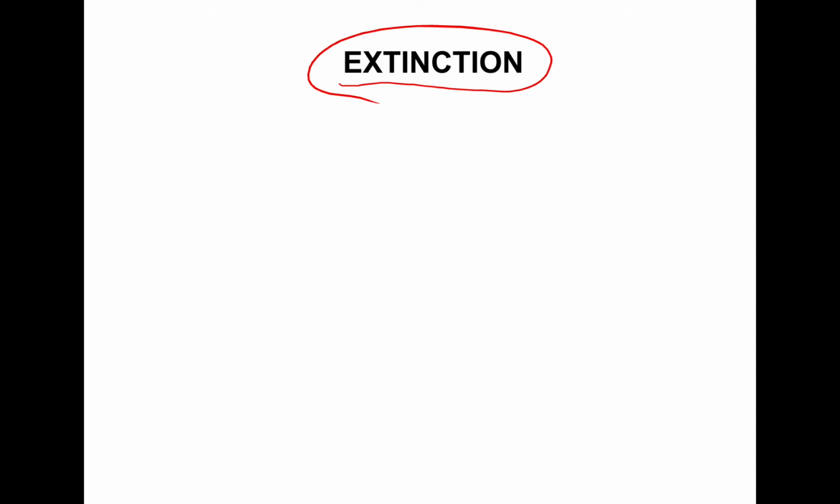We know they existed due to fossil records, but we now know that there are no more living in the world. So extinction occurs whenever animals cannot evolve fast enough to cope with the changing environment.